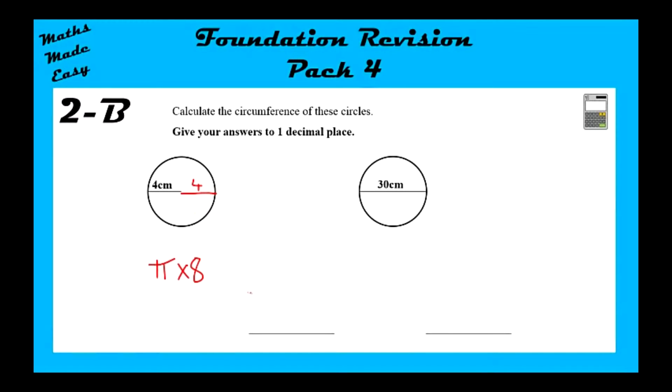Question 2b, if you needed that one, we've got pi times 8, because we've got another 4 here to make the whole diameter. That comes out as 25.1 centimeters. And then pi times 30, that comes out at 94.2 centimeters.